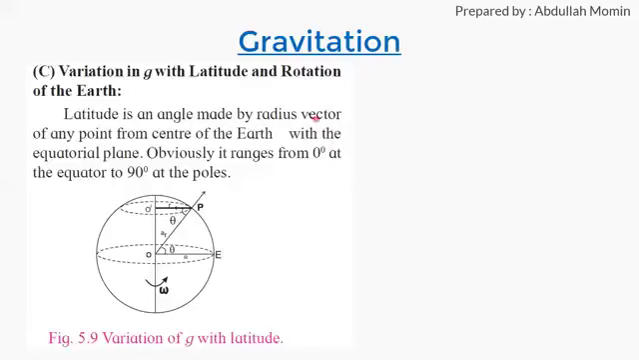So in today's lecture, we are going to see the variation of g, that is acceleration due to gravity, with latitude and rotation of the earth. So what is latitude? Latitude is an angle made by the radius vector of any point from the center of the earth with the equatorial plane. So here angle theta is your latitude.